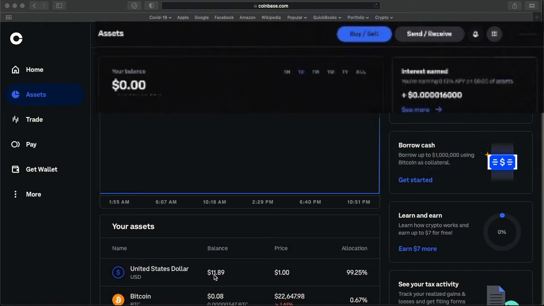I have my separate crypto bank account. I've moved some money over. It's in USD now in my account. When I look at assets, it shows me the money that I have there. So let's go trade.